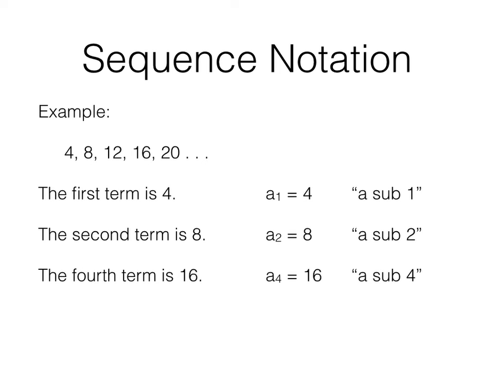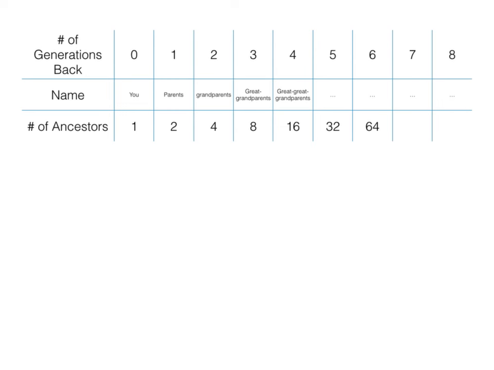So let's take this back to our example of the family tree. Here is our table. We have our pattern of numbers, 1, 2, 4, 8, 16. So a sub 0 is 1. Remember I said sometimes we'll start with a sub 1, sometimes we'll start with a sub 0. So a sub 0 is equal to 1, a sub 1 is equal to 2, a sub 2 is equal to 4, a sub 3 is equal to 8, and you can keep going.